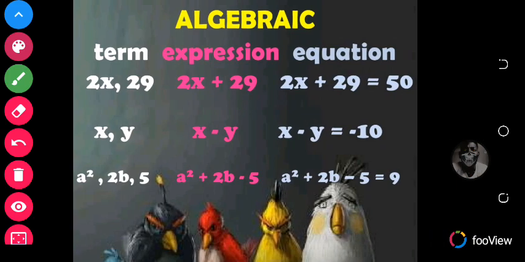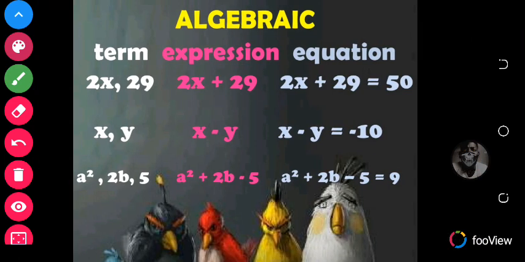To clarify things, this is a term. These are terms. Constants are also terms. Variables are terms, x, y. These are all individual terms. And this is an expression. This is an expression. This is an expression. And this is an equation, an algebraic equation. Why? Because it has an equal to sign.